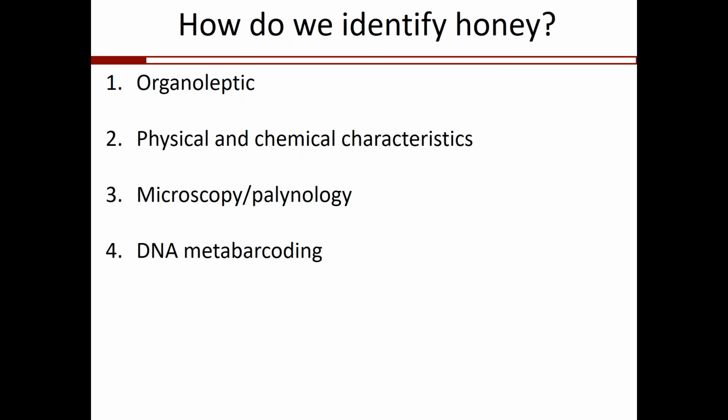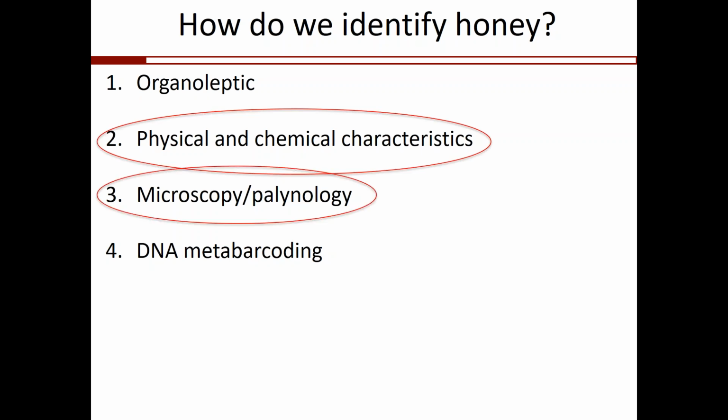And there are a few ways that we can approach identifying honey. The first one is organoleptic. This is using our senses to identify the honey. So that's to look at the color of the honey, maybe the smell and aroma might give you an indication of what it is. But obviously for honey, it's not very reliable. I'm going to focus on numbers 2 and 3. These are your physical and chemical characteristics, and also microscopy and palynology, for the rest of the webinar. So I'm just going to gloss over that real quick.